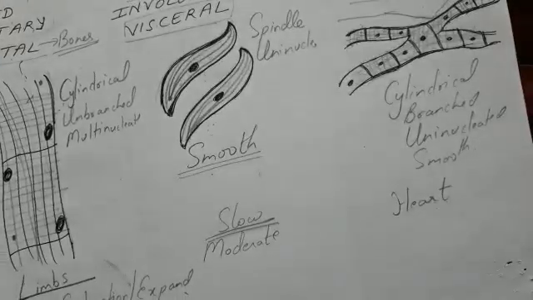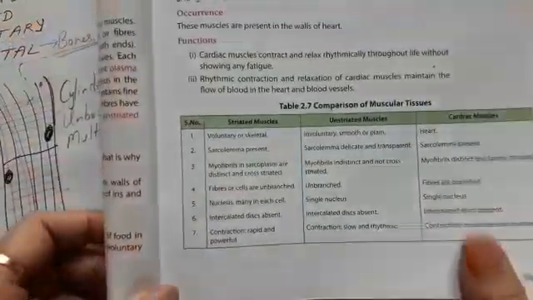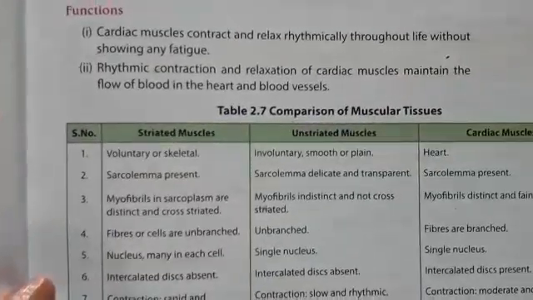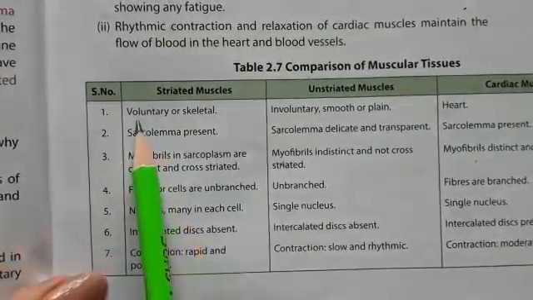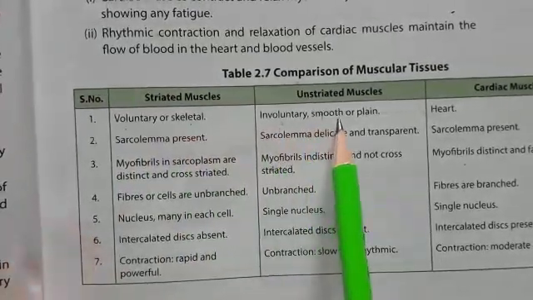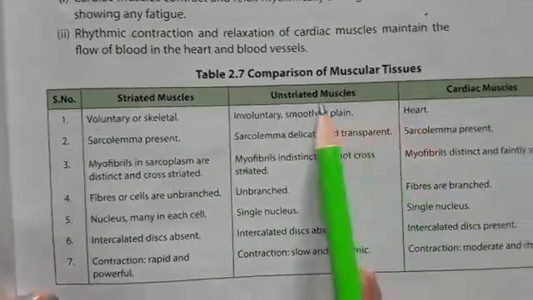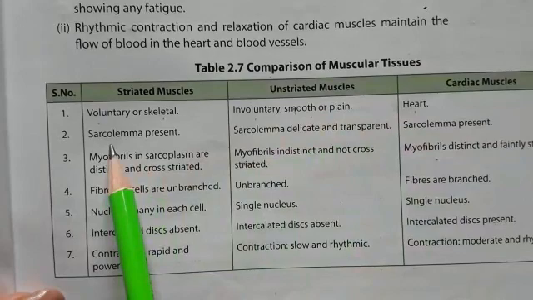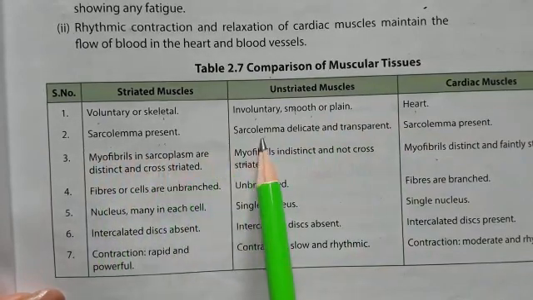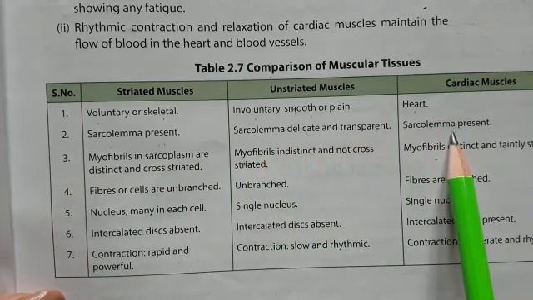Okay, if we see the comparison or differences between these muscles, we can see the first one, that is striated muscles, they are voluntary or skeletal. The unstriated, they are involuntary or smooth, and cardiac muscles are those present in the heart. Okay. In the second one we can see that the sarcolemma is present, which is delicate and transparent. Here also sarcolemma is present.